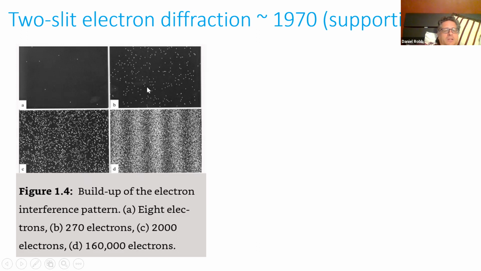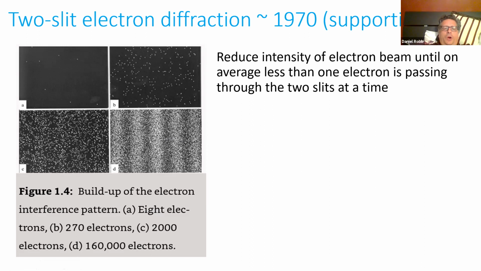Here's 8 electrons, 270 electrons, 2,000, then 160,000. And gradually it becomes more and more apparent that there is a variation in space of the intensity of the electron density, okay? So these electrons are actually showing wave-like properties, because light, when it diffracts through slits, shows this kind of alternating pattern of, in that case, dark and light. In this case, it's the density of electrons hitting this photographic plate.